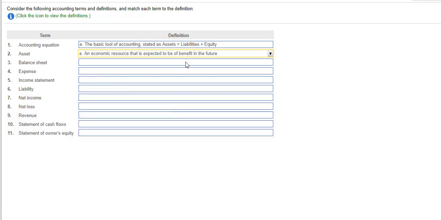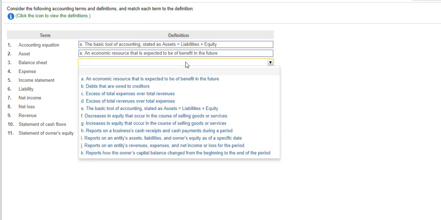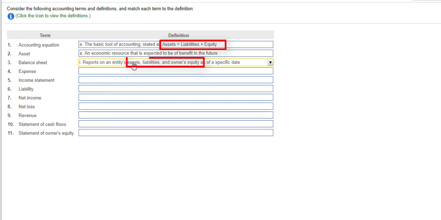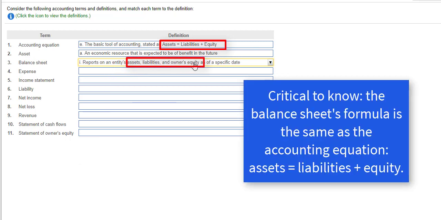Now let's talk about the balance sheet. Another critical vocabulary item. A balance sheet is a report that shows assets, liabilities, and equity. Basically, the balance sheet has the same formula as the accounting equation. It reports on an entity's assets, liabilities, and owner's equity as of a specific date, not a period of time, but a specific date, like the end of the quarter, end of the month, end of the year.